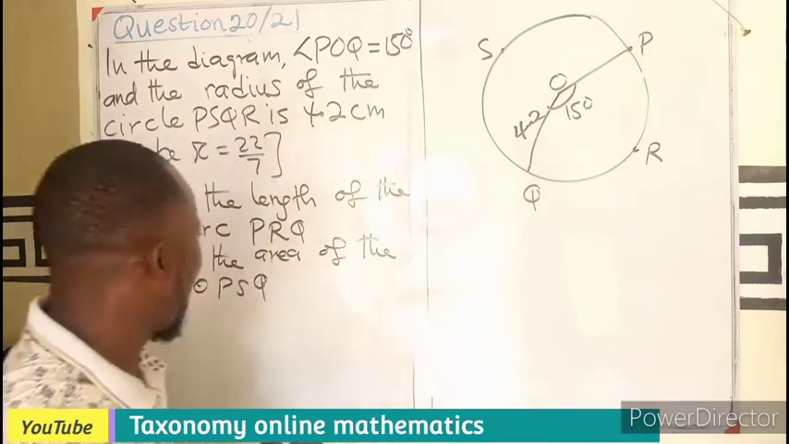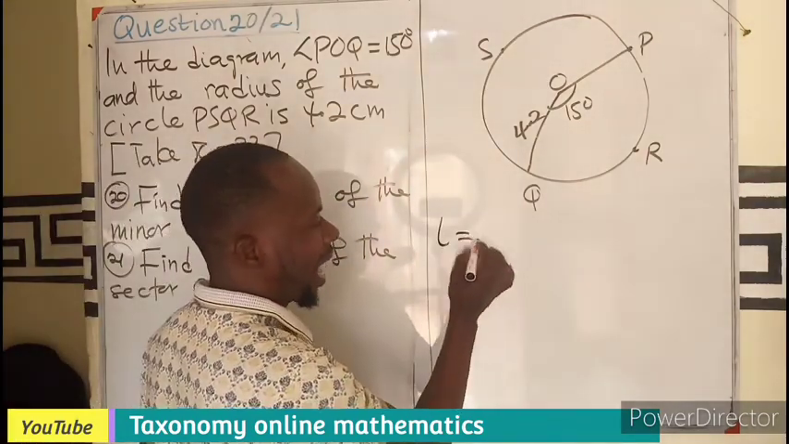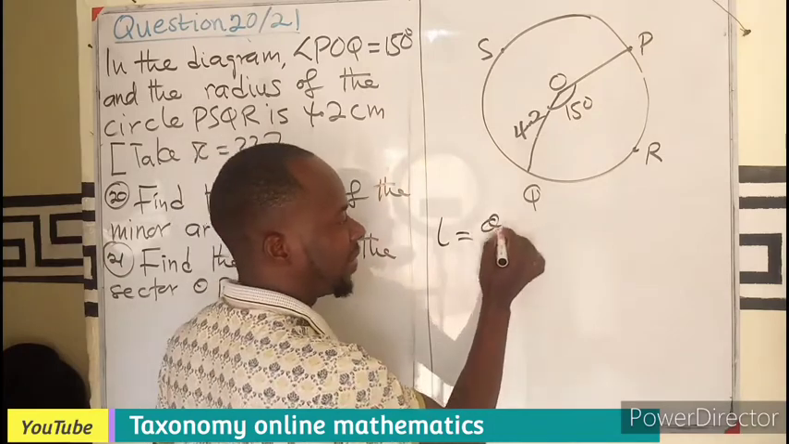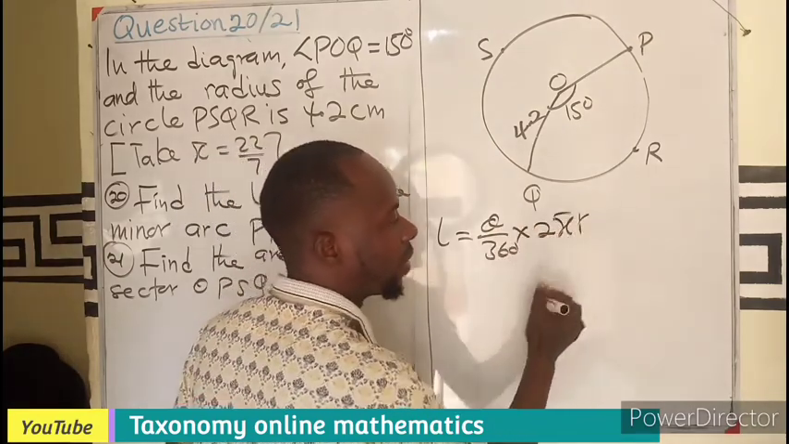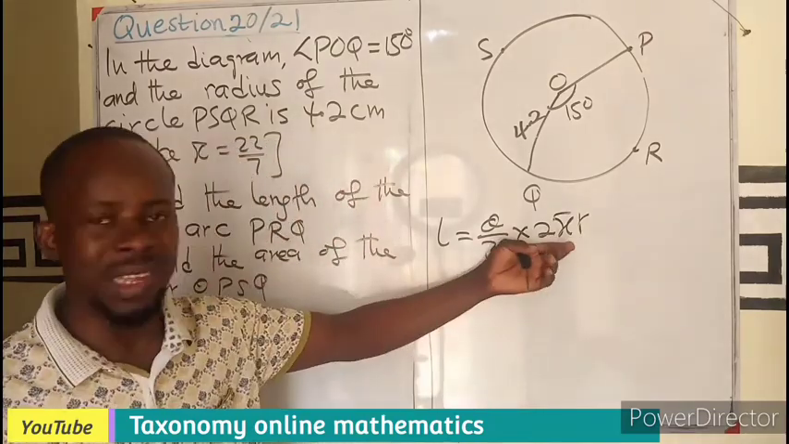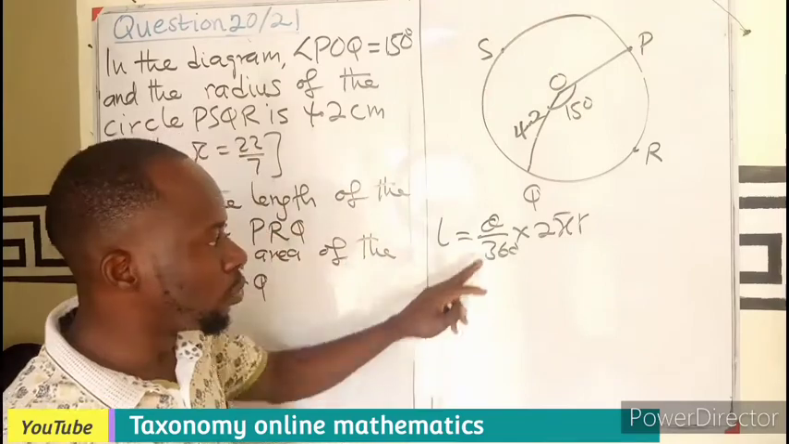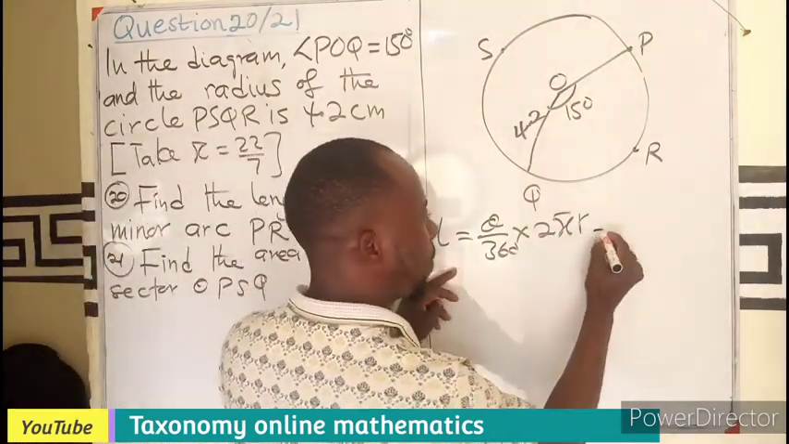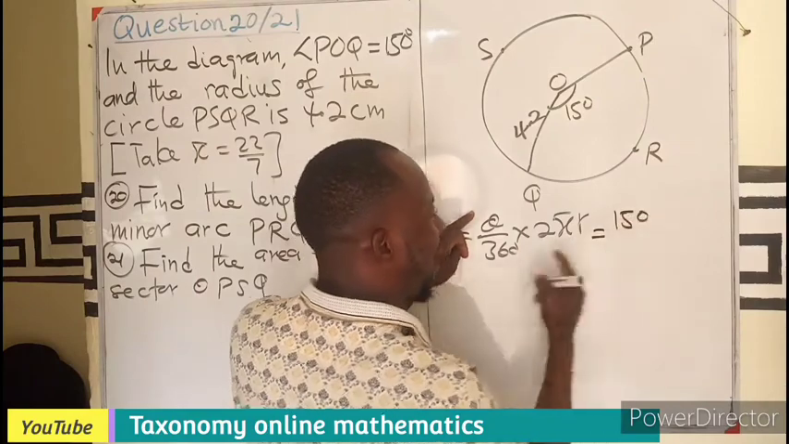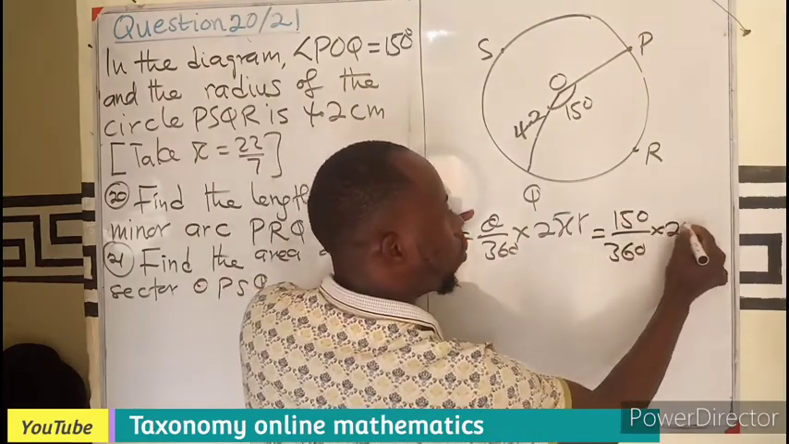Alright, so we are asked to find the length. We know the length of an arc is given as theta over 360 times 2 pi r. 2 pi r because this is the circumference. An arc is on a circumference. Good. Putting in the values, to substitute, that becomes 150 as our angle over 360, 2 pi.